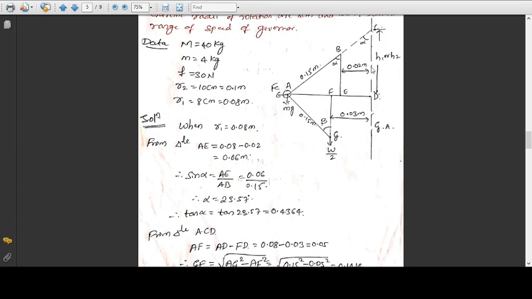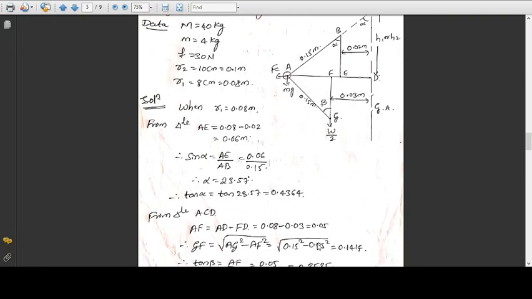Then from the triangle ACD, now we will consider the triangle ACD. From this triangle we can calculate the distance between A and F, because further we are going to consider this triangle. If you want to consider this triangle, you should know the value of AF. So AF is given by AD minus FD. AD is known, minus FD, which is also known, that is 0.03 meter. After substitution, you will get AF as 0.05 meter.